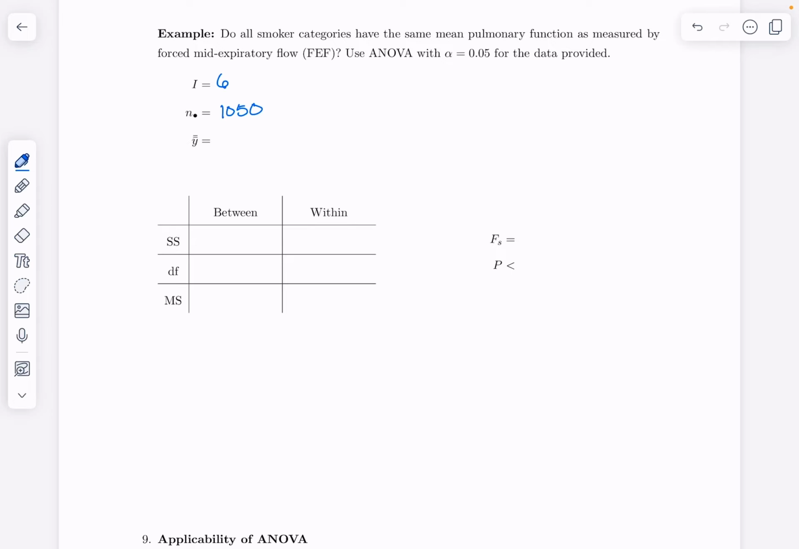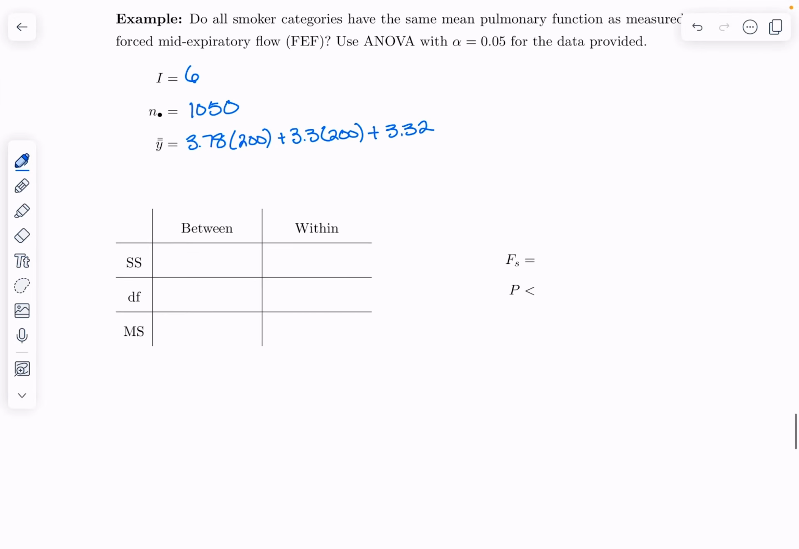So the first sample mean was 3.78 for that first group, and there are 200 samples in that group. I'm going to multiply those together. The second group mean was 3.3, and again, I'm going to multiply by the number of samples, which was 200. The third group, I think it was the non-inhaling group, is 3.32 for the sample mean, and that only had 50 observations. The next group had a sample mean of 3.23, and that had 200 individuals in it.